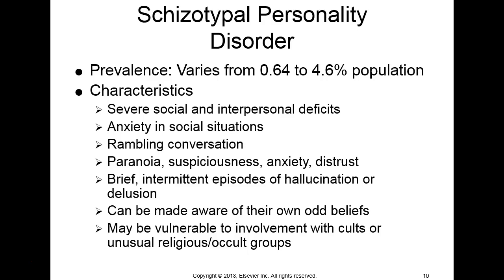So, schizotypal personality disorder. Now this one varies from 0.64 to 4.6% of the population. And no, I will not ask you on a test question what percent of the population has this particular disorder. So you don't need to be memorizing things like that, but just try to get the gist of what the personality disorder entails and what kind of nursing approach you are going to take with this person.